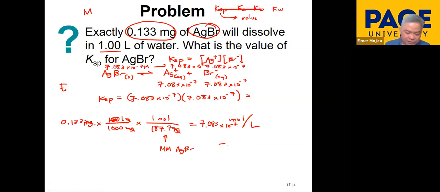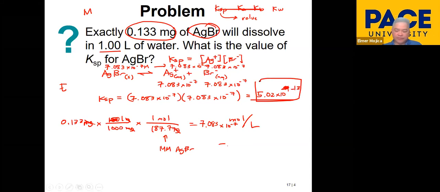So that is just equal to what? If you square those values, so you have 5.02, so you have 3 significant figures here, times 10 to the -13. Oh, is it 14 or 13? Not 14. So that is your Ksp value.